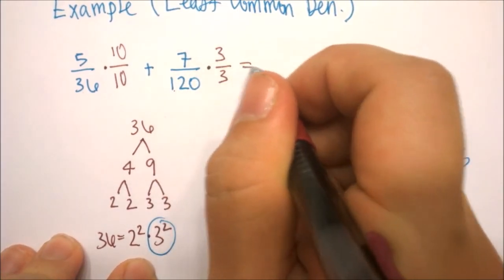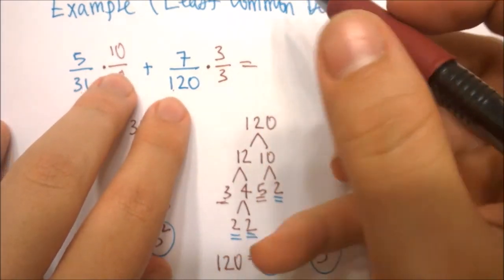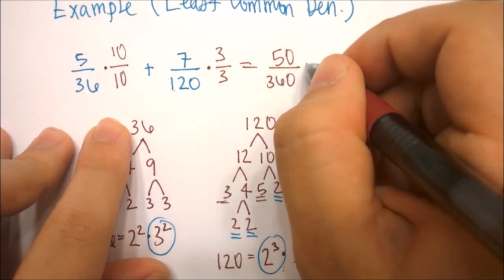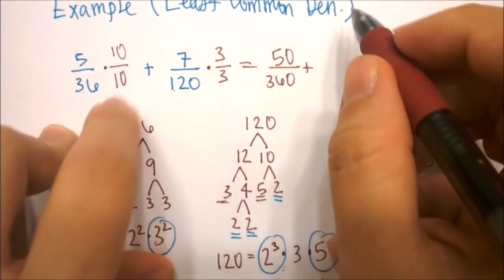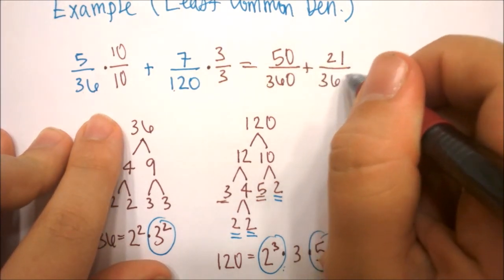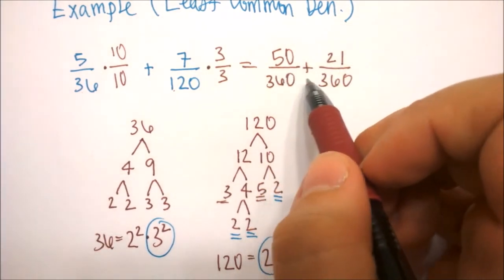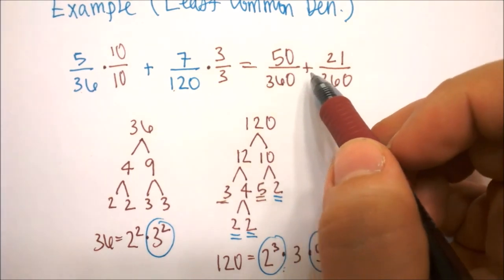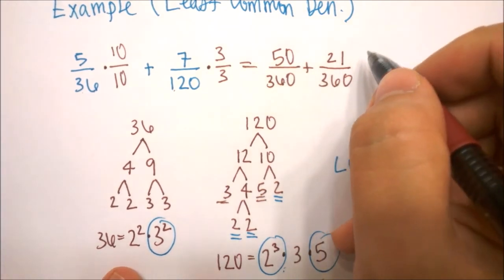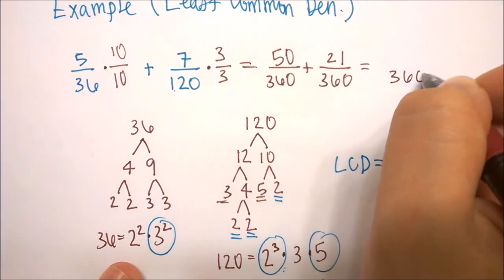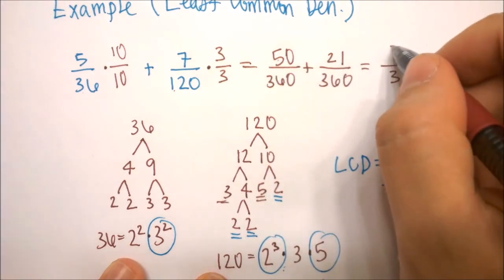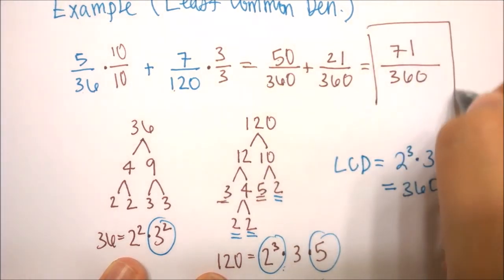So 5 times 10 is 50. And we know 360 is our common denominator. And 7 times 3 is 21. And that's over 360. So now we have a common denominator. Now we can just use our property 3, because these are the same, so it's going to carry through because we're adding. So the denominator stays the same, and then we add the numerators. So we're left with 71 over 360, and that's the answer.